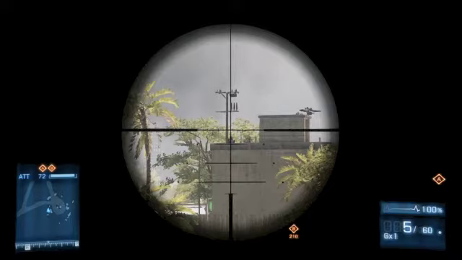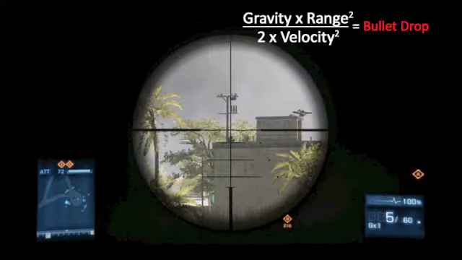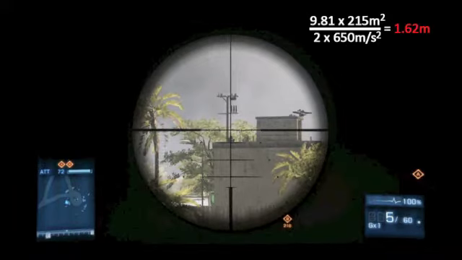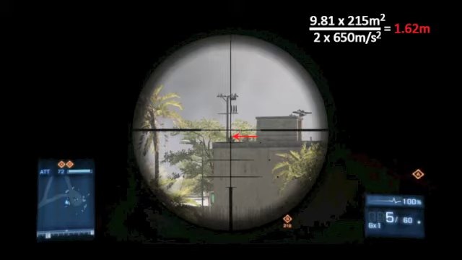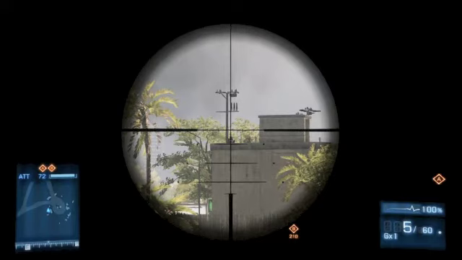Using the same formula as before, gravity times distance squared over 2 times velocity squared. Gravity is 9.81 meters per second squared. The distance is 215 meters. And the velocity is 650 meters per second. After doing the math, this states that the bullet will drop 1.62 meters due to gravity.